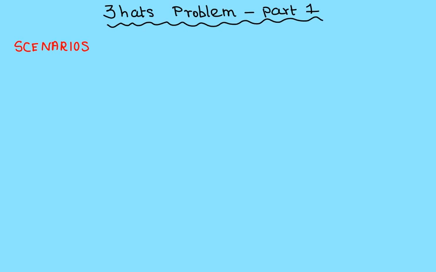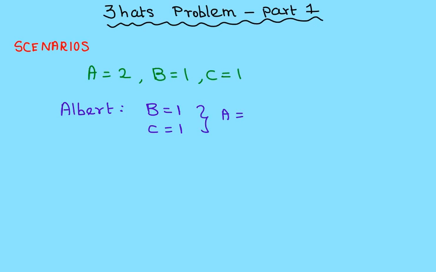First, let us consider the scenario when the conversation ends in the first step itself. Let A equal 2, B equal 1 and C equal 1. So Albert sees B equals 1, C equals 1. So he right away deduces his number to be 1 plus 1, that is 2.